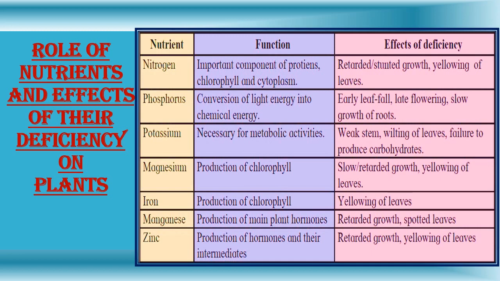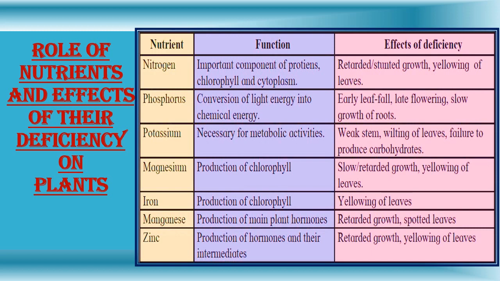Then the next nutrient is magnesium. Its function is to produce chlorophyll, and the effect on plants is slow, retarded growth and yellowing of leaves. Then the next nutrient is iron. It is also used for the production of chlorophyll, and the effect is yellowing of leaves.